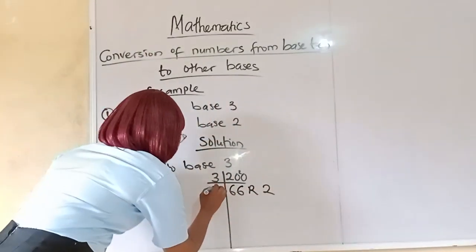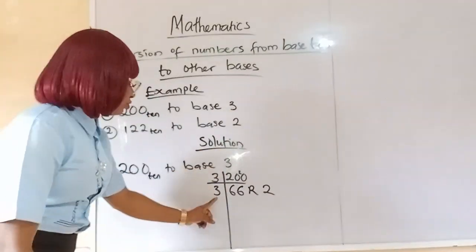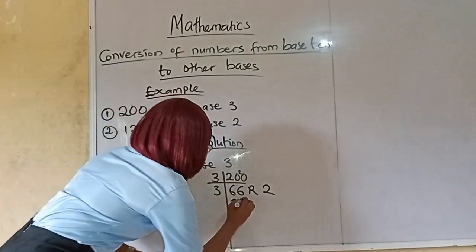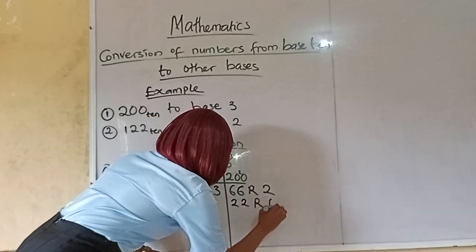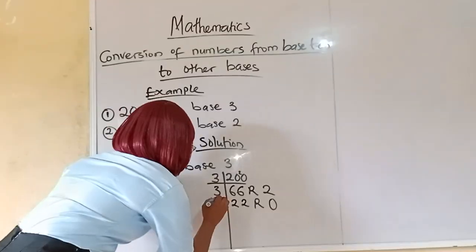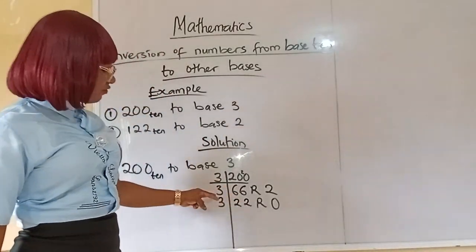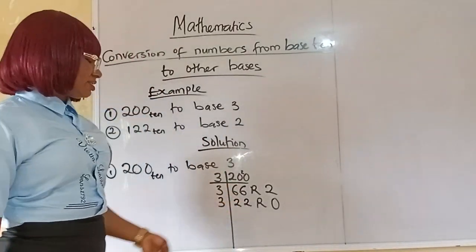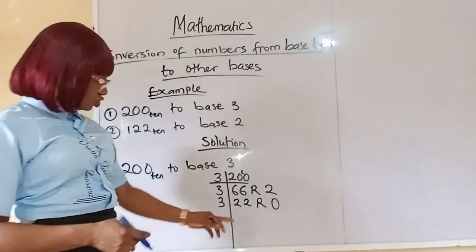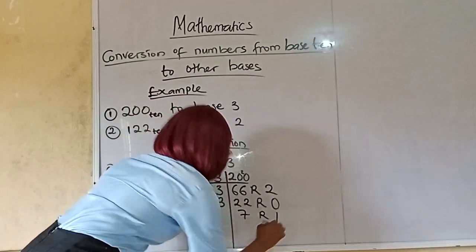You go on with the same 3. You don't use any other number apart from the required base. So 3 into 6 is 2 times, and there is no remainder. When there is no remainder, you drop down a 0. You still go on with 3. 3 into 22. We saw before that 3 into 20 was 6, that is 18. 3, 6 is 18, 3, 7 is 21. So it is 7 times remainder 1.